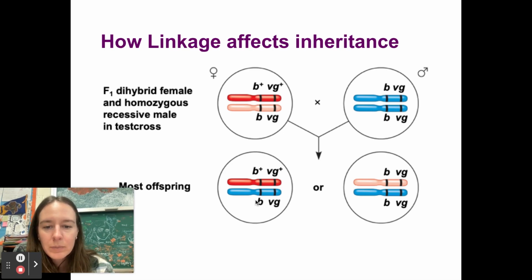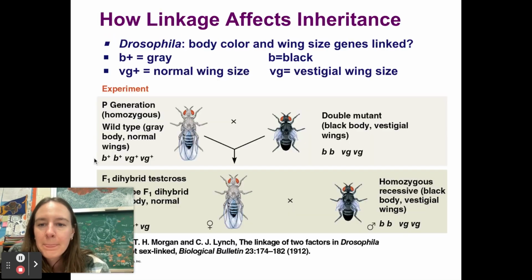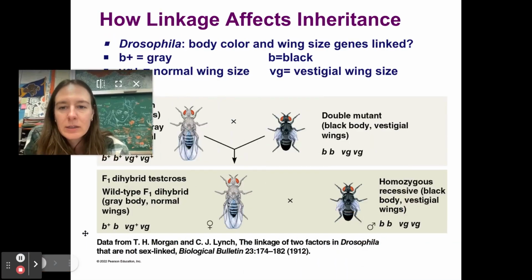Both mutant alleles here. Or you can have the mom donating this chromosome and the dad donating this chromosome. Okay, so the genes are linked here. They're coming together. They're not on separate chromosomes. So how does this affect inheritance?